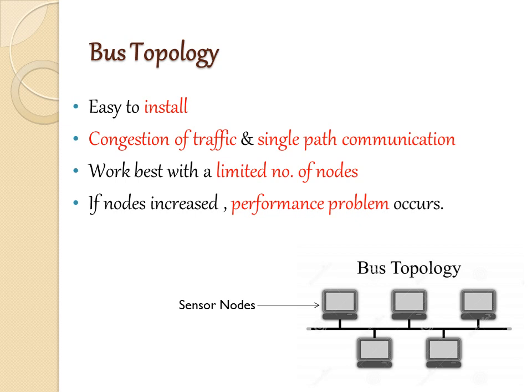First is bus topology. Bus topology is easy to install. In this type of topology, congestion of traffic and single path communication is there. Such kind of topology works best with a limited number of nodes. If nodes are increased, performance problems may occur. The diagram of bus topology is shown in the figure.